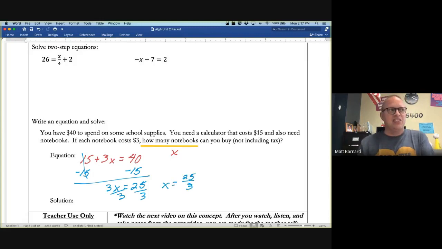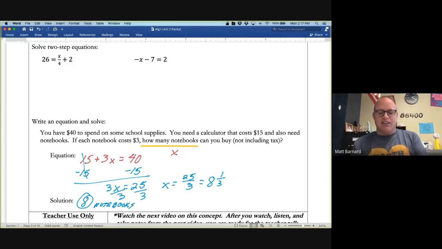Which doesn't come out nice, does it? But 3 goes into 25 8 times with 1 left over as a mixed number. So I can't buy 8 1/3 notebooks, so I have to reason this out. Can I buy 8? Can I buy 9? Well, the correct answer is 8, because if I buy 9, that's going to be too much. And you'll talk about this later on in the next unit too. So 8 notebooks is what I can buy, and I can label that as 8 notebooks as well, because that means I've read the problem correctly, and that's the correct solution labeled as well.